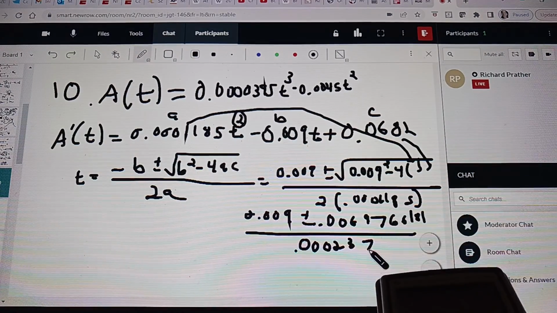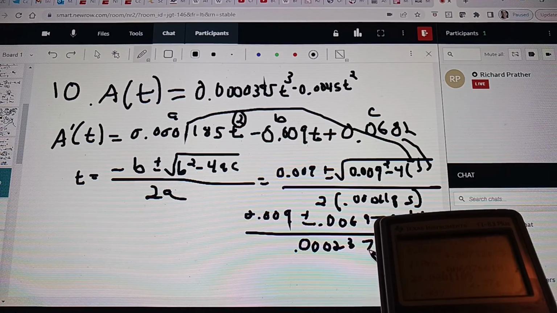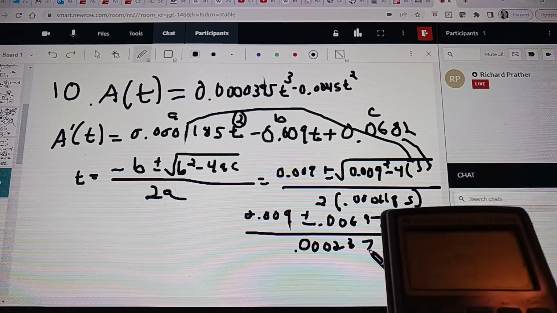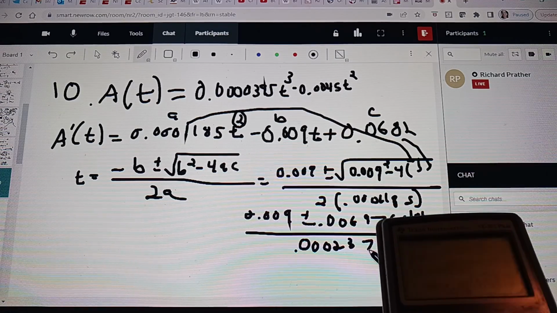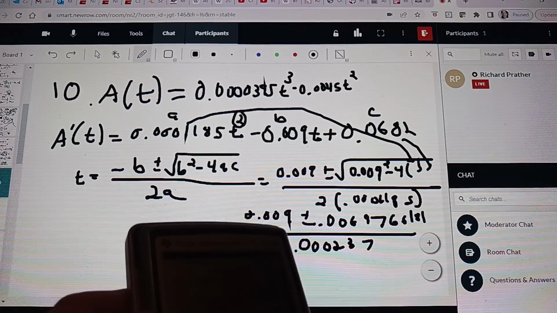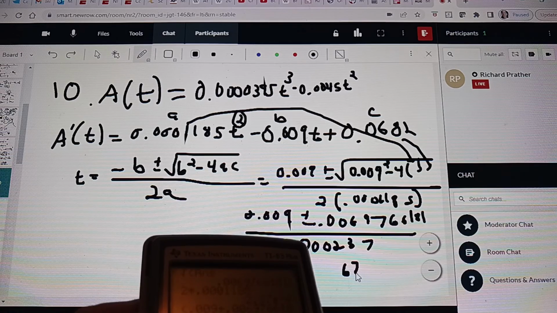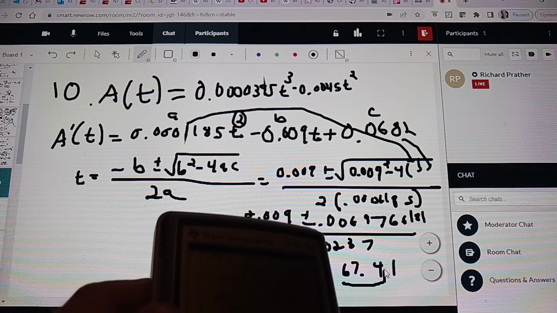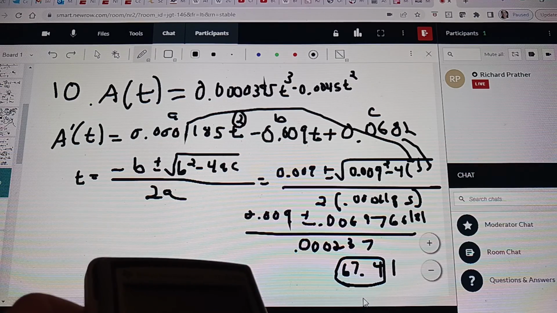So I'm going to do one of these with plus and one with minus. If I do 0.09 plus 0.0069766181, close parenthesis, and then divide by 0.000237. At this point, they want you to round to the tenth. So the plus one is 67.41, or we'll round to 67.4. So there's one of the two critical numbers, approximately 67.4.